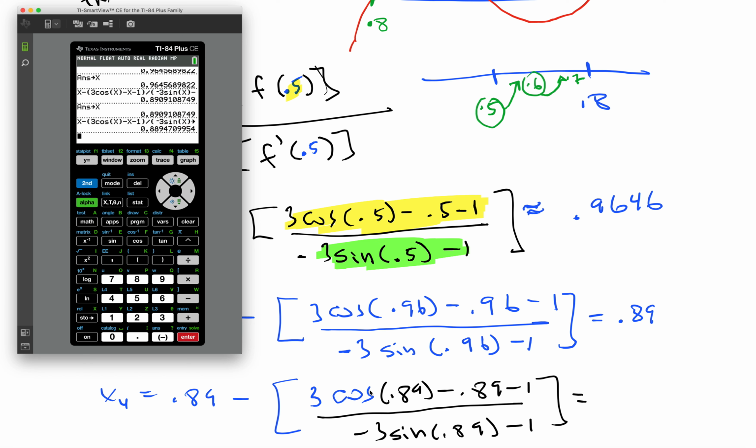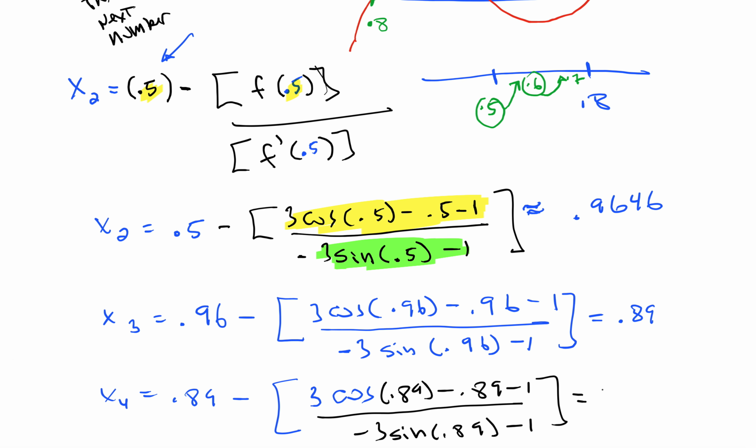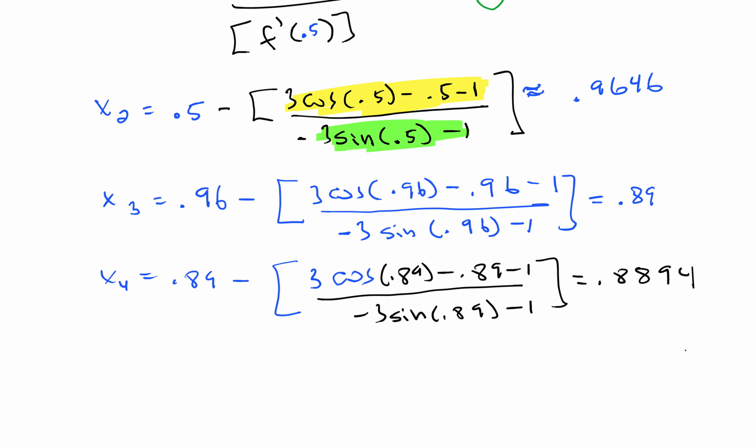Well, that's interesting. 0.889, right? 0.8894. I'm going to write that whole number down. 0.8894, and just for the heck of it, let's do one more because it's easy. 0.8894. Okay, so then x5 equals 0.8894.